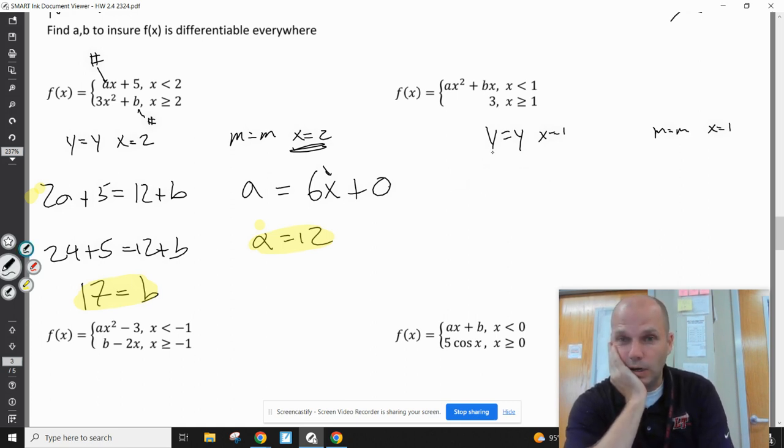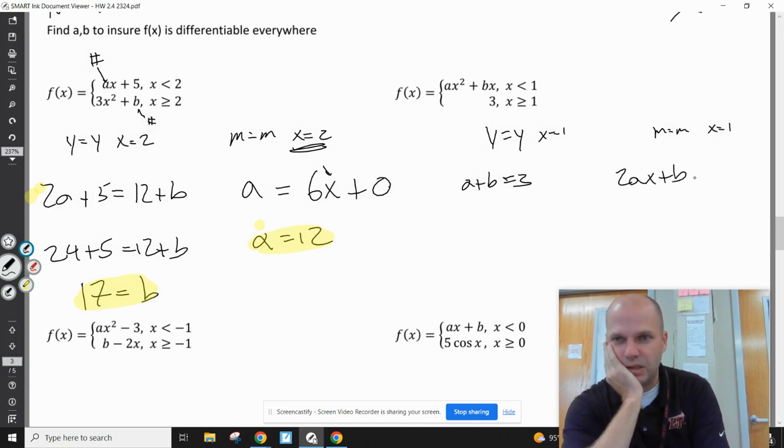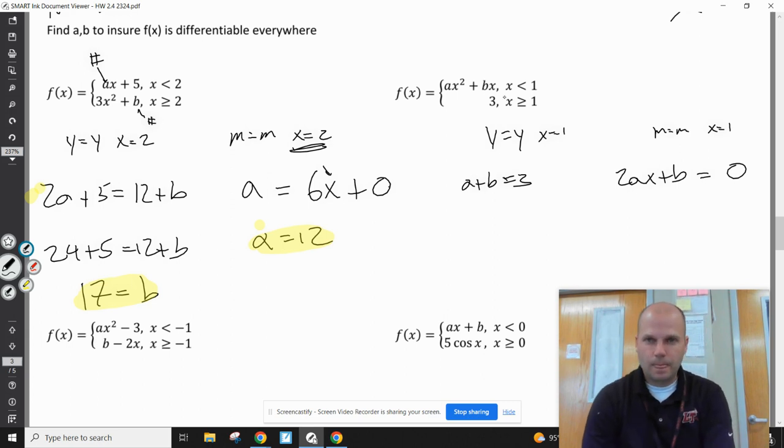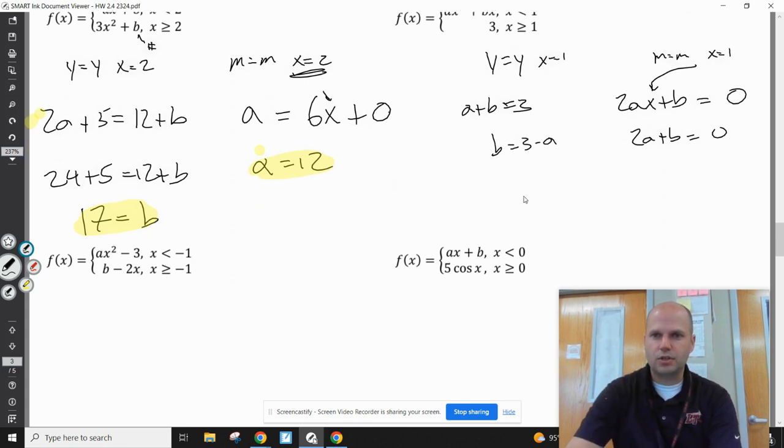Let's just do y's. Plug in x equals 1. A plus b has to equal 3. Great. M's, 2ax plus b has to equal 0. The slope of 3 is 0. The slope of ax squared is 2ax. The slope of bx is b. At x equals 1, don't forget that. I get 2a plus b has to equal 0. I have two equations, two unknowns. Let's solve for b. Let's substitute in.